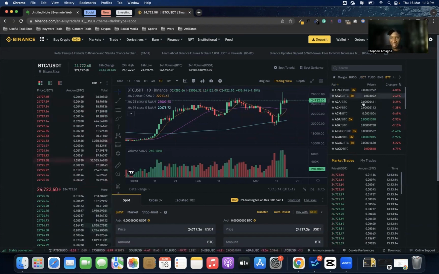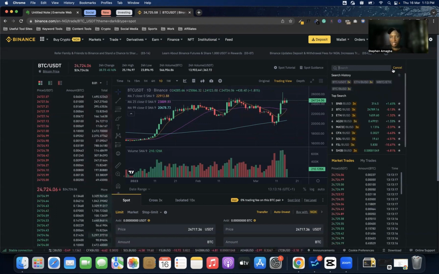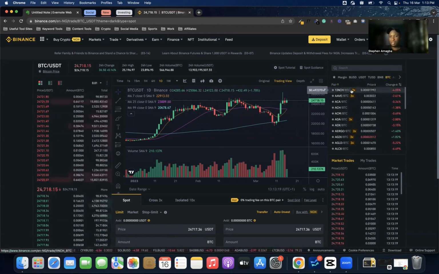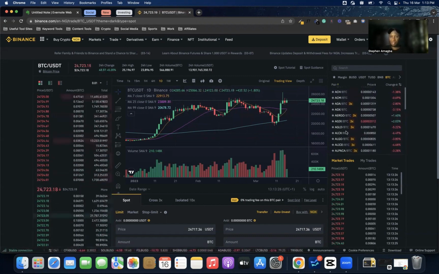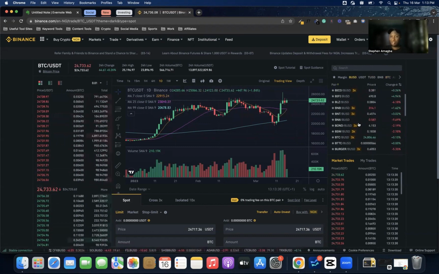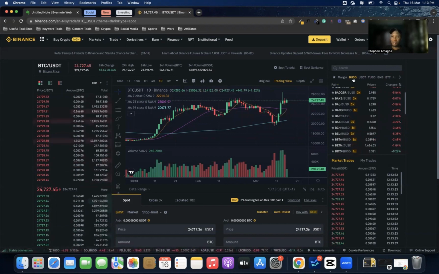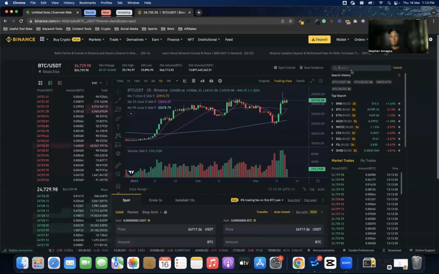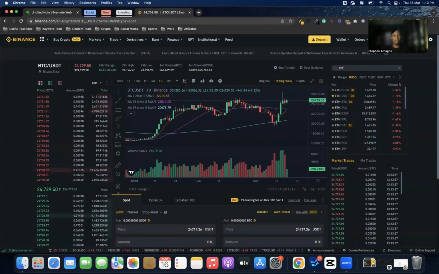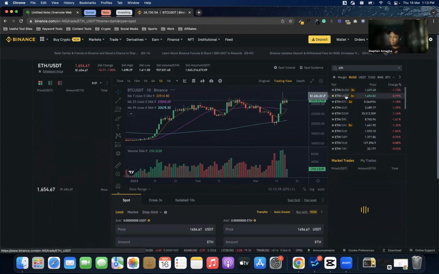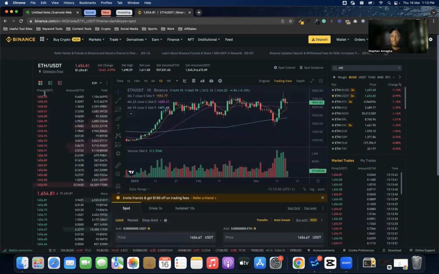On the right hand side, you have the various pairs. All the pairs Binance is offering in the spot market are going to be here. It's a lot, and although they are organized, it can be a lot even in each group. So if you're looking for something like Ethereum, you can use the search bar, click it, and it's going to open the page for you. Whatever you're looking for, I suggest you use the search bar.